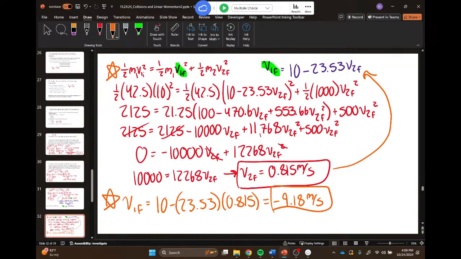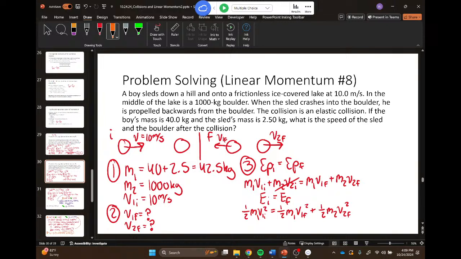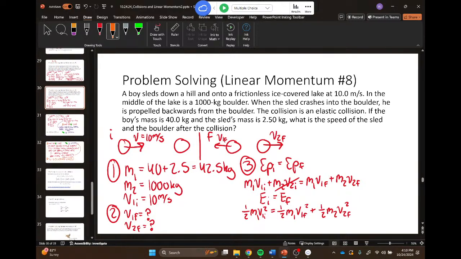Does a negative velocity make sense? We look at our picture. Yeah, the boy's going backwards. That's good. That is an easy, quick check that you should always do. Does my answer make sense? Check your positives or negatives.